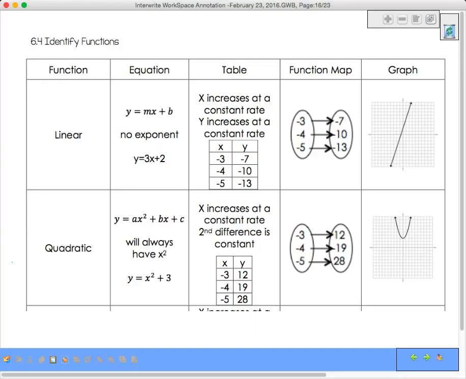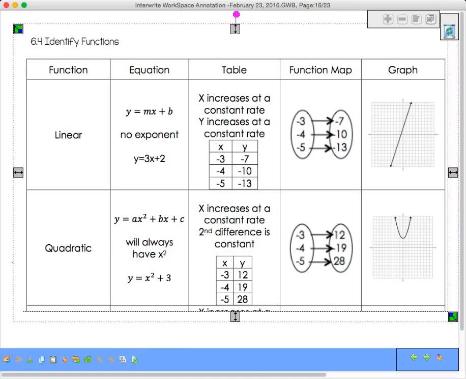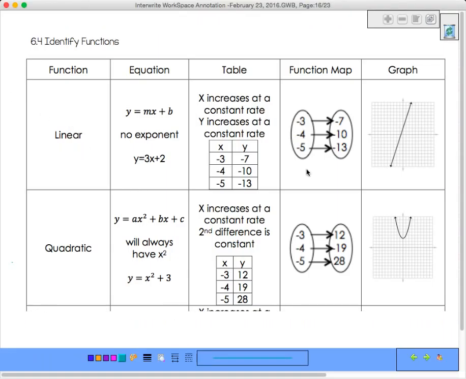The rest of this should really be review. Okay, so talking about linear, we know that a linear function looks like this. We have a graph that's just a straight line. If the slope is positive, it's going to be going up. If it's negative, it'll be going down. And we know that the equation has no exponents. It looks like y equals mx plus b. So here we have y equals 3x plus 2.